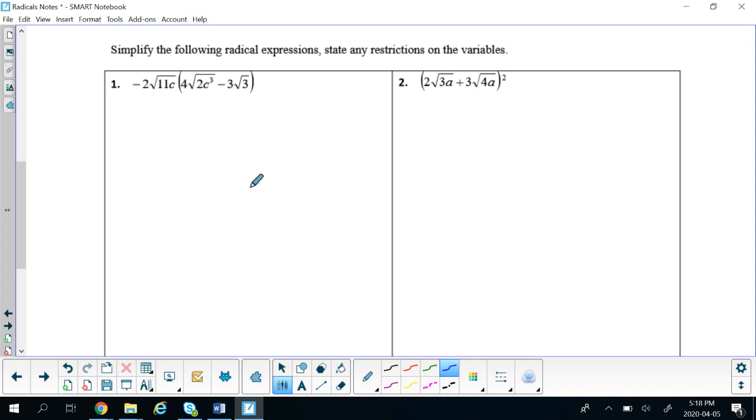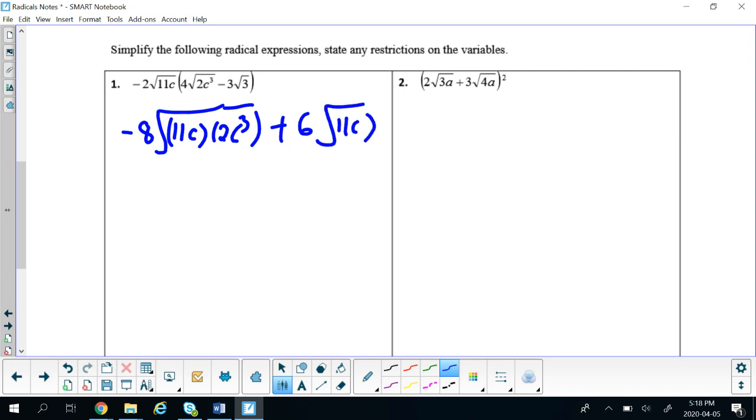Negative 2 times 4 becomes negative 8. And we're going to multiply the radicands together. Okay, now we're going to open the bracket by multiplying the second term that is inside the bracket with the expression that is outside the bracket. So we get negative 2 times negative 3 becomes positive 6, square root of 11c times 3. So this becomes negative 8.